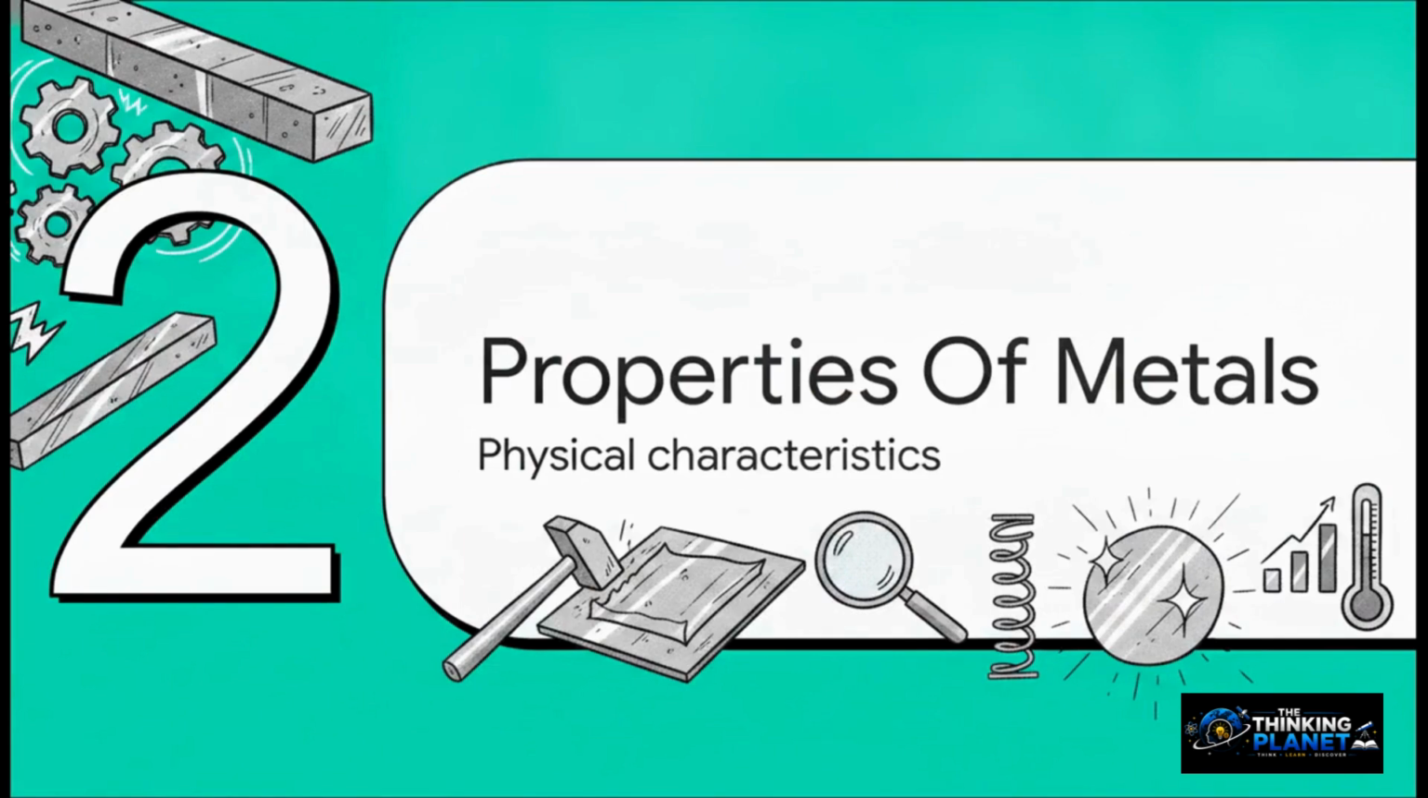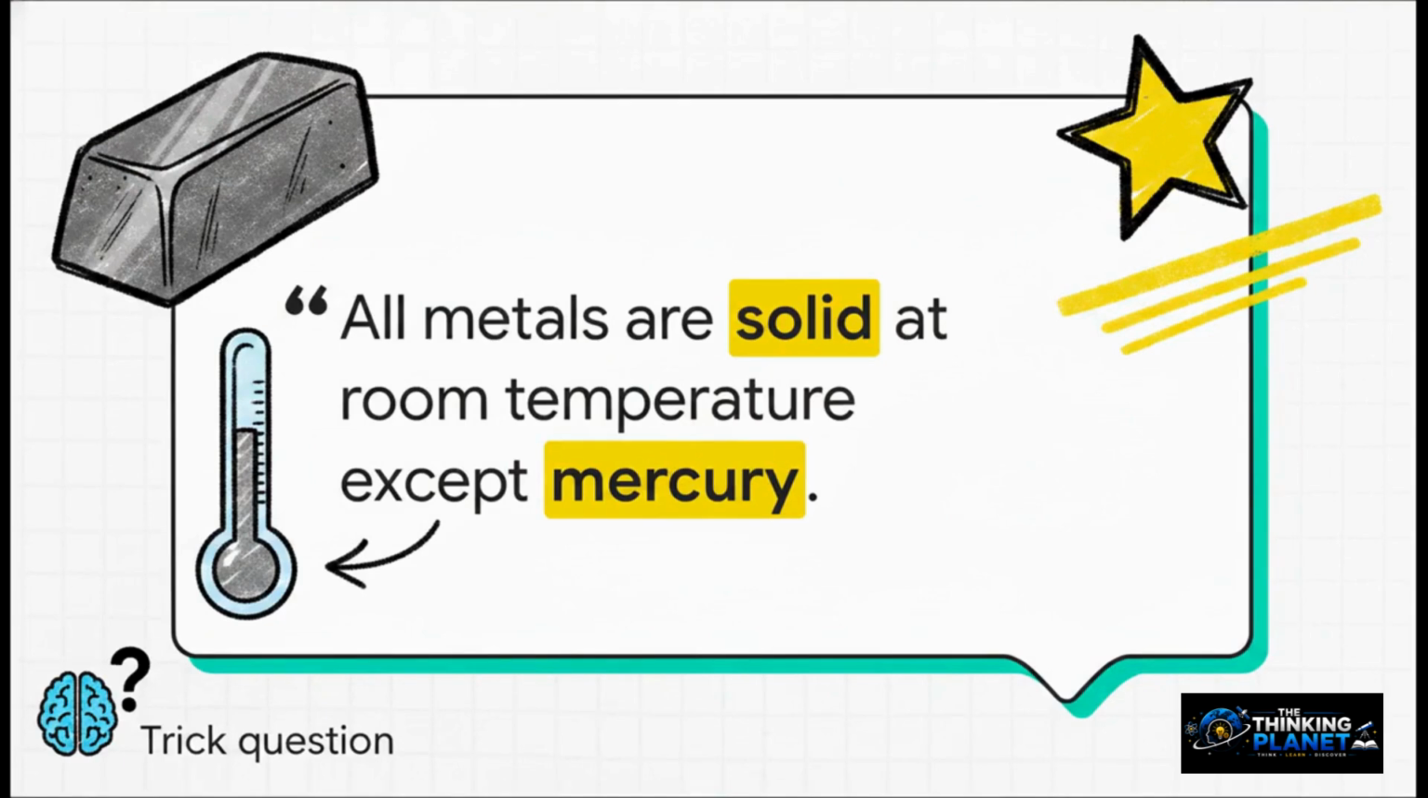Moving right along, Section 2, physical properties of metals. Okay, I want you to star, highlight, and heavily underline this next point. All metals are solid at room temperature, except for mercury. This is an absolute classic exam trap. When we think of metals, we usually picture a heavy solid iron bar, right? But mercury, the stuff used in old-school thermometers, is actually a liquid at room temperature. Seriously, do not let that trick question catch you off guard.